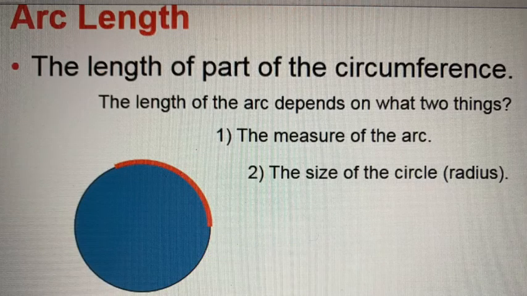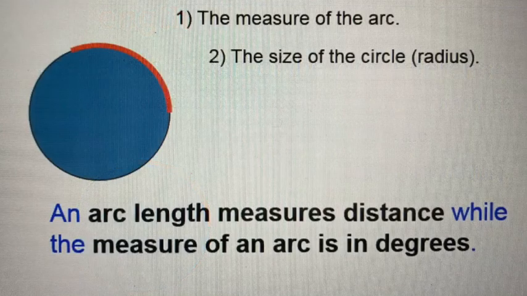All right, in the last chapter, we talked about the degree of the arc, and we knew that the degree was the same measure as the central angle. But now we're going to talk about the length of the arc, or part of the circumference of the circle. It depends on two things: the measure of the arc and the size of the circle, or the radius. An arc length measures the distance, while the measure of the arc is in degrees.